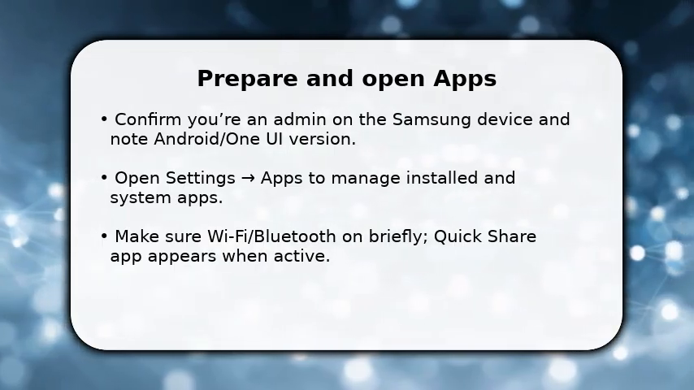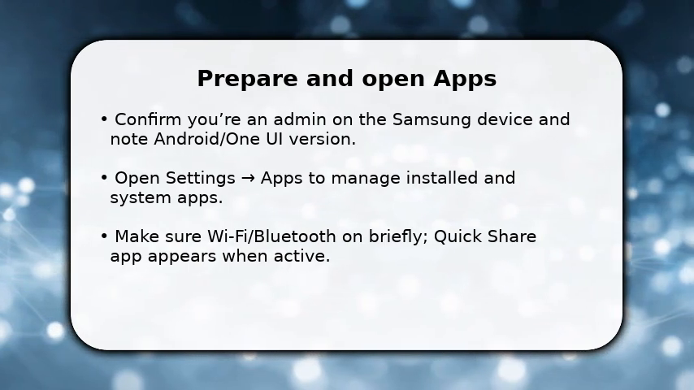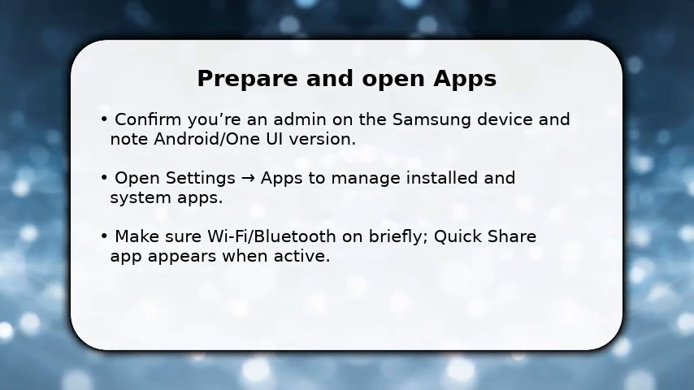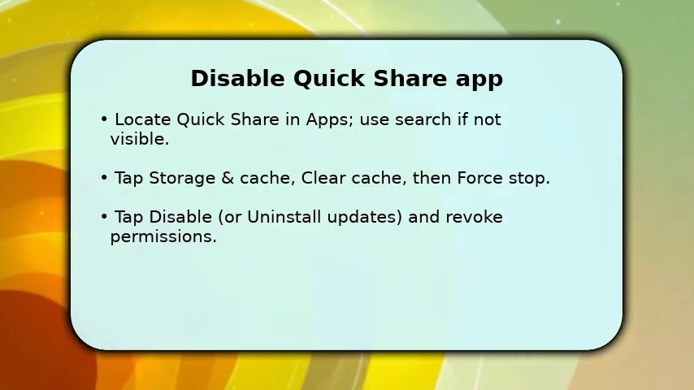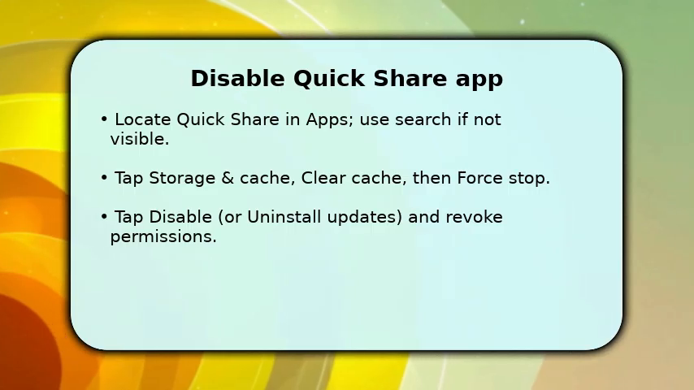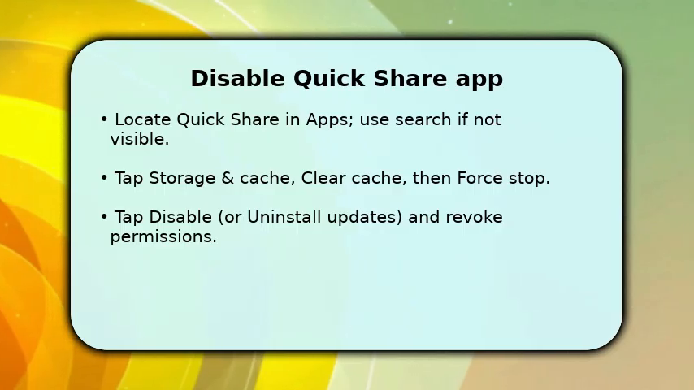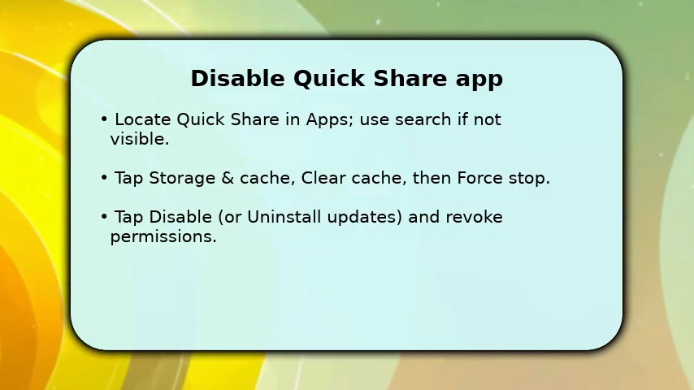Once you've found Quick Share in Apps, tap it to open the app info screen. Clear Cache and Force Stop to prevent background activity, then choose Disable. If Disable is unavailable, tap the three dots to uninstall updates first, then Disable. Revoke camera, location, storage permissions, and turn off notifications. This prevents visibility and accidental activation. Make sure nearby device scanning.